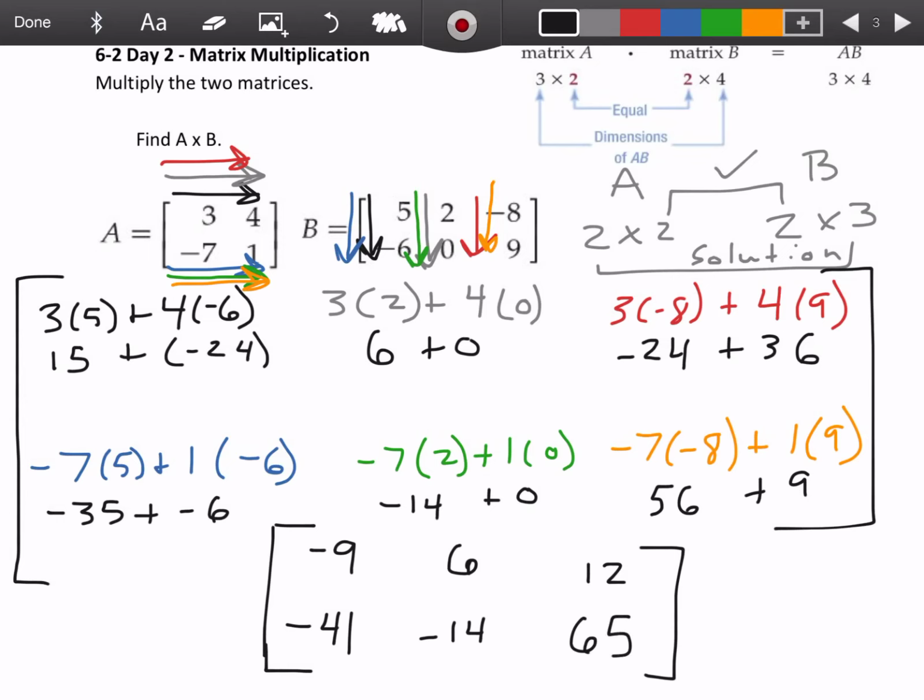So obviously it takes a little bit more work, kind of hard to keep things organized, but we did finally come up with our 2x3 solution matrix.